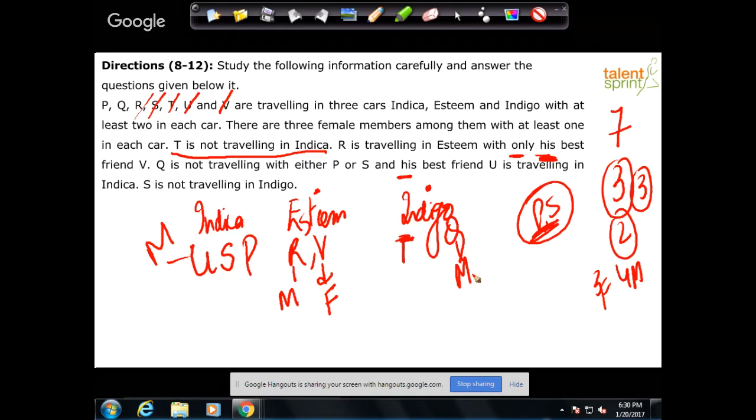Now, looks like all of you have got Indica is S, U, P, Esteem is V and R, and Indigo is Q and T. Now that this has been sorted, let's go on to answer the questions that are based on this.